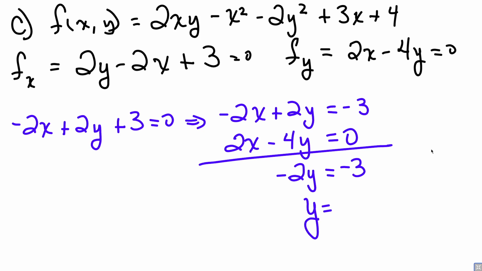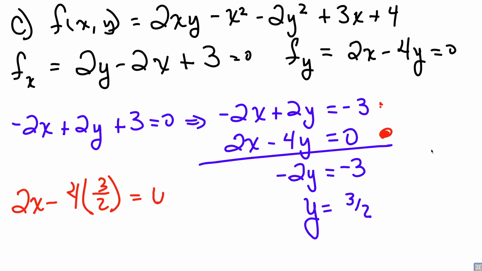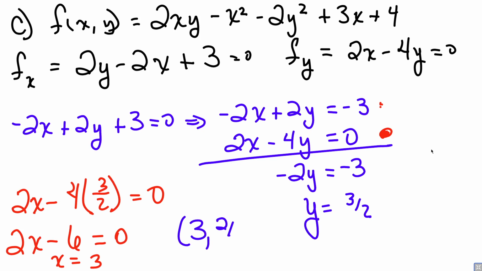So what's y? We're going to get 3/2. Now I'm going to find x, and I'm going to use the second equation. It's nicer, since it's equal to 0. So I'm going to plug that in: 2x minus 4 times 3/2 is equal to 0. So 2x minus 6 is equal to 0. So what is x going to be equal to? 3. Okay, so the point we're going to be working with is the point 3 comma 3/2.